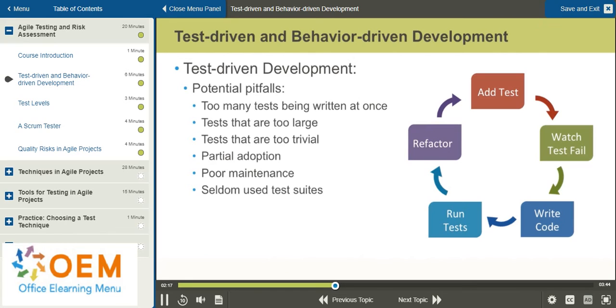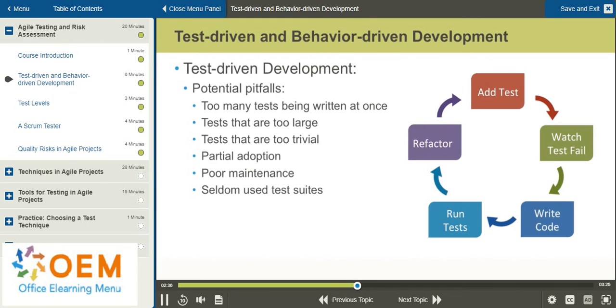Another potential pitfall is poor maintenance of the code. So if we're writing tests that are sometimes failing and then sometimes succeeding, and we don't go back and refactor our code, then we're not going to have very clean code across the board. We need to make sure that we're refactoring and cleaning up our code and maintaining the code.